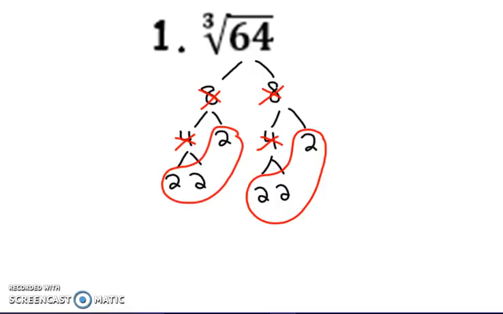Everything that you did not circle goes on the inside. Well, in this case, there's nothing, and everything you circle goes on the outside. 2 times 2 gives me 4. So the cube root of 64 is 4, so it is a perfect cube.